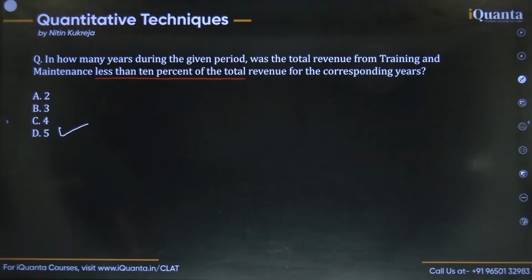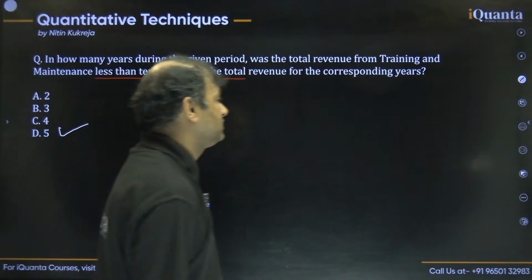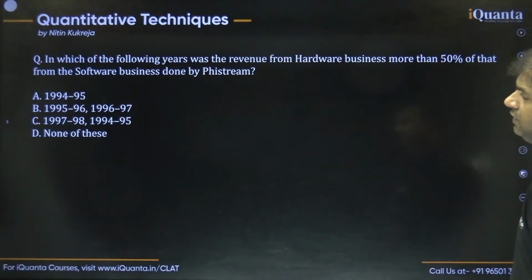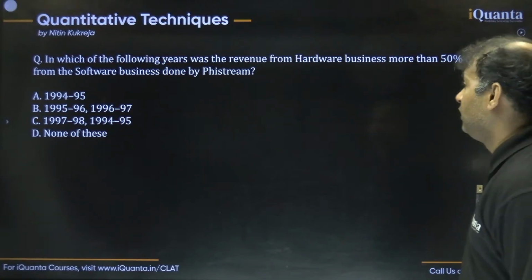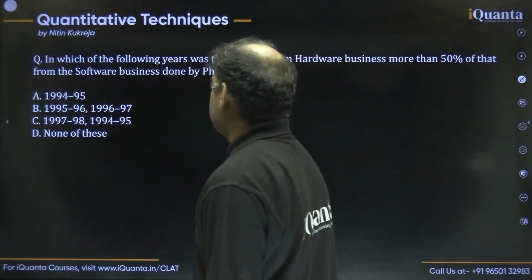Now let's move to, all right, I think this set has one more question to discuss, right? Okay, let's see the last problem of the set. It says what? In which of the following years was the revenue from hardware business more than 50% of that from the software business done by fee stream?